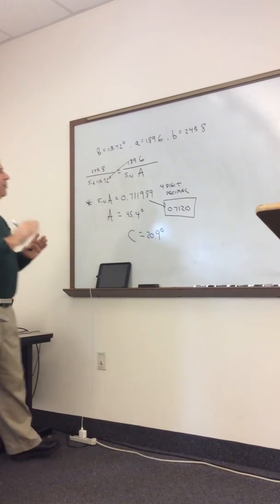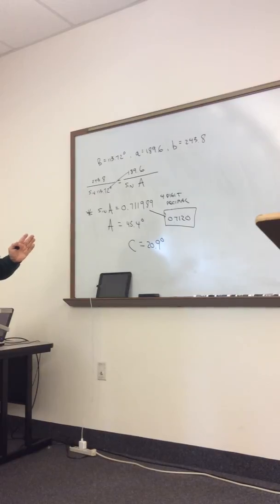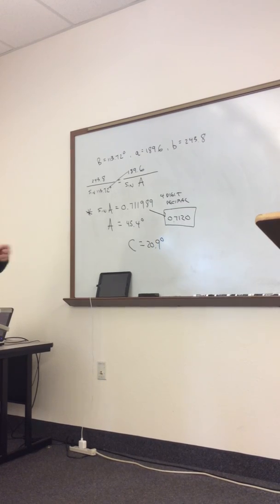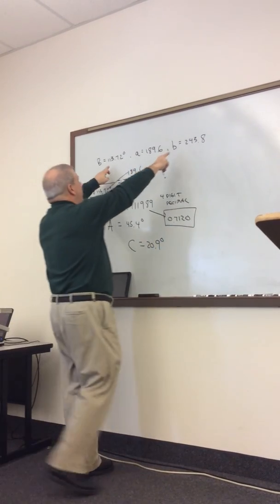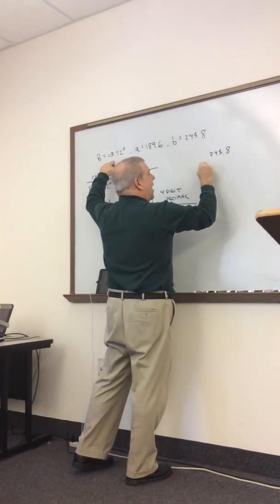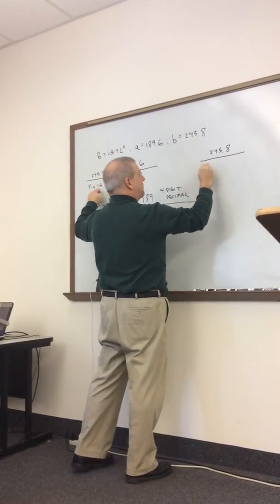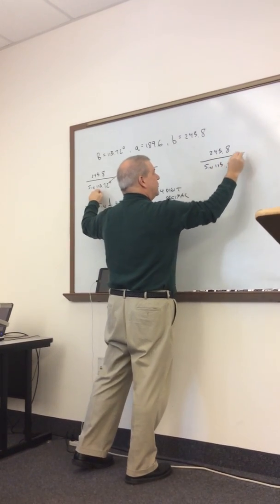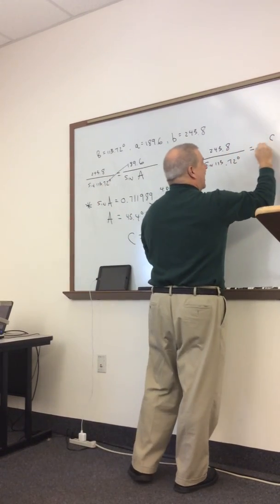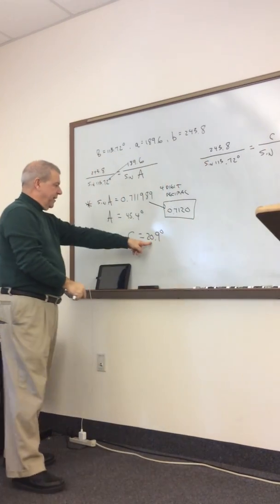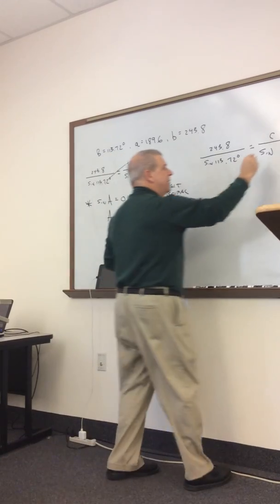degrees. What's the only thing left to find? You got to find all the missing parts. What's the only thing left to find here? Howard? Side length from C. Okay, so we're going to go B over sine of B again. You got to write the proportion over the sine of 113.72 equals side C over the sine of, here it is right here, you just found it, 20.9.